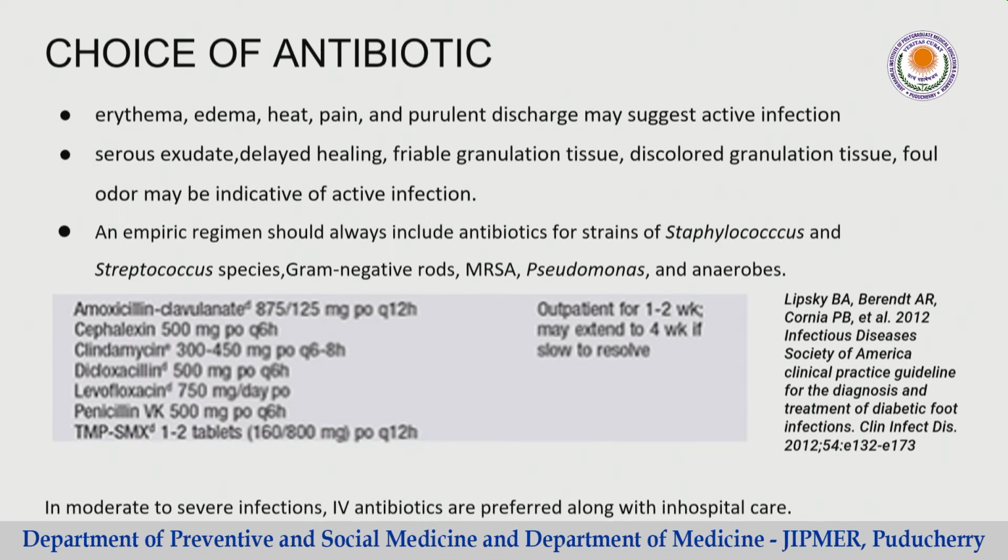Drugs commonly used are Augmentin, amoxicillin-clavulanate 875 and 125 milligram orally every 12 hours, clindamycin 300 to 450 milligram orally 3 to 4 times a day, dicloxacillin 500 milligram 4 times a day, levofloxacin 750 milligram OD, Septran 1 to 2 tablets twice a day. These drugs may be given for a duration of 1 to 2 weeks based on the response. In some cases it may have to be extended to a duration of 4 weeks. In moderate to severe infections, IV antibiotics are preferred and may warrant in-hospital care.